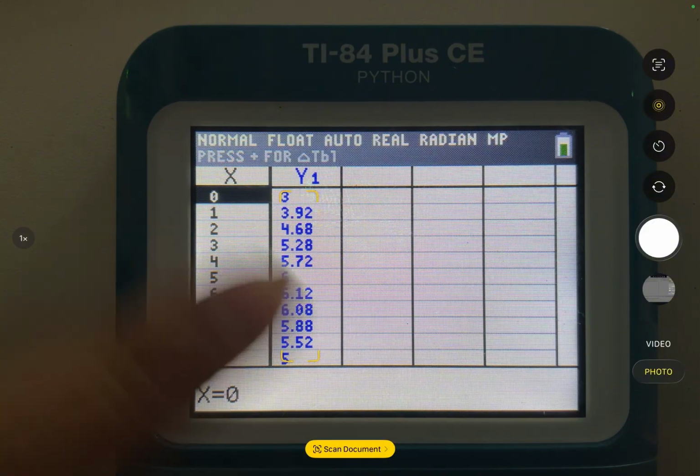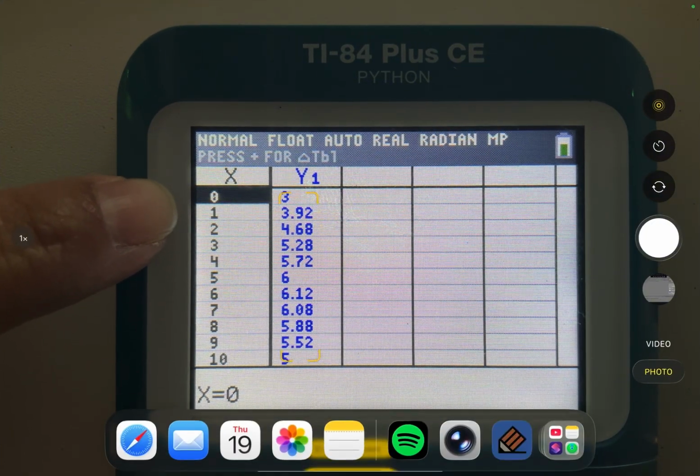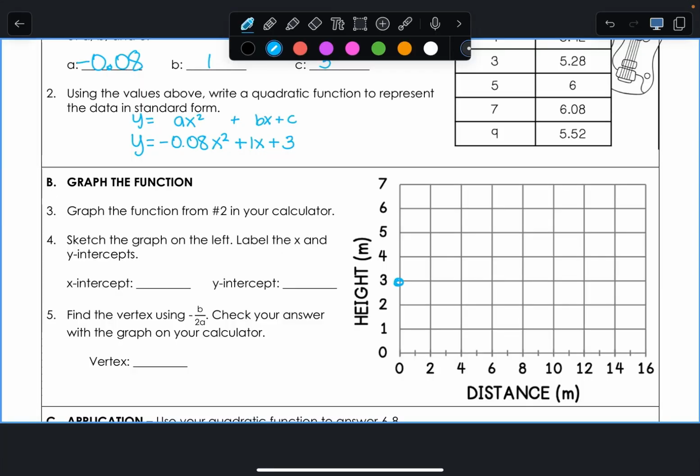One point that we can graph, 0, 3. So plot that point. 0, 3 is my y-intercept, or my starting point. Very good. What's another point we can plot? 5, 6. All right. What is another point we can plot? 10, 5. Okay. Can we find that x-intercept? What's my x-intercept?